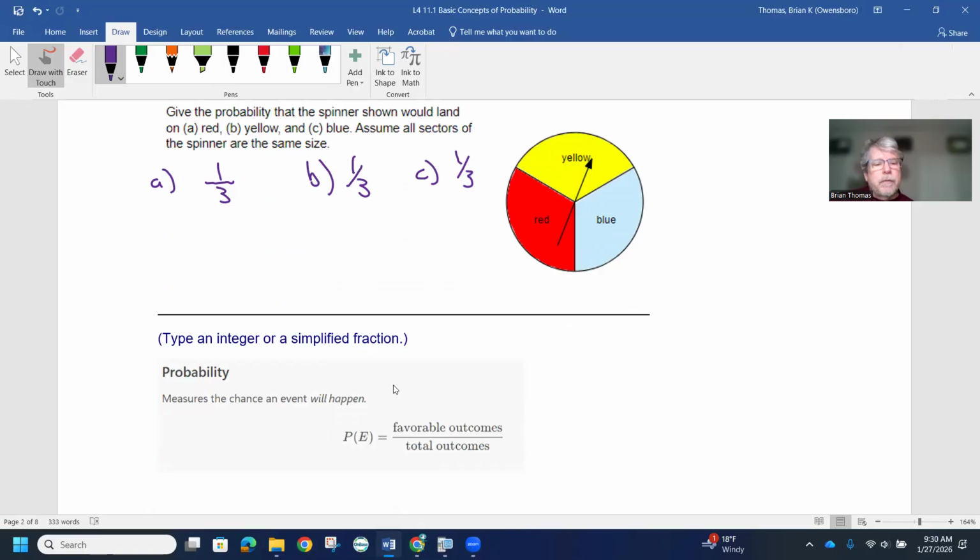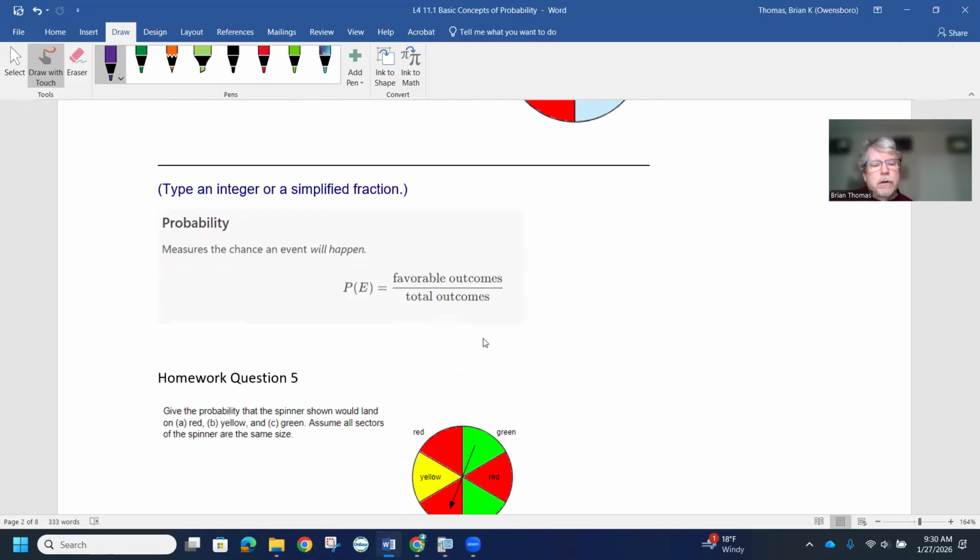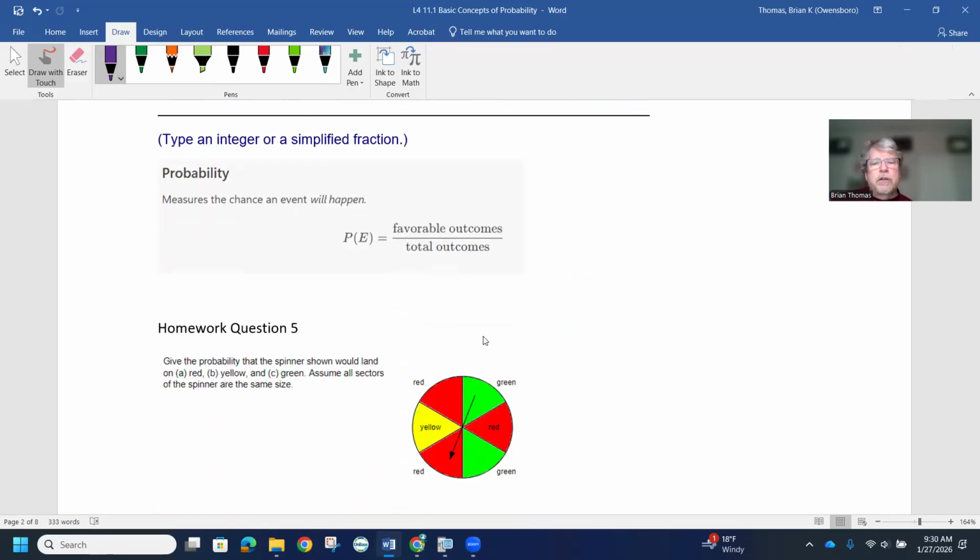So again, probability is the chance an event will happen. So the probability of an event happening would be the favorable outcomes divided by the total outcomes. And that's kind of what we did here. Okay, so I'll stop there and we'll pick up some more questions here.